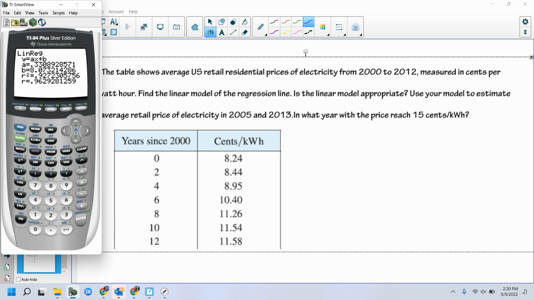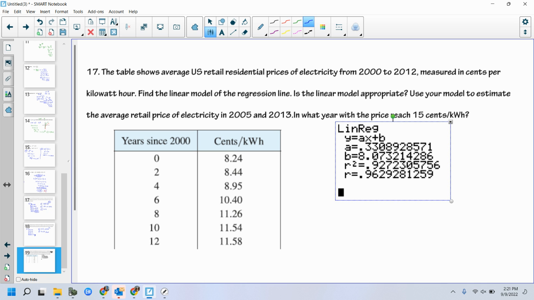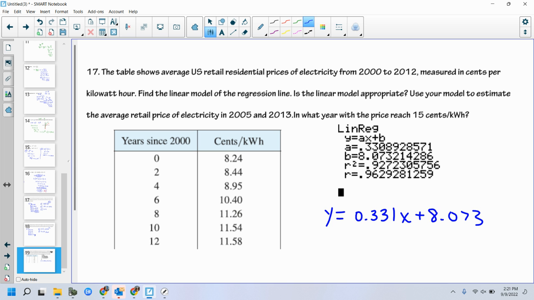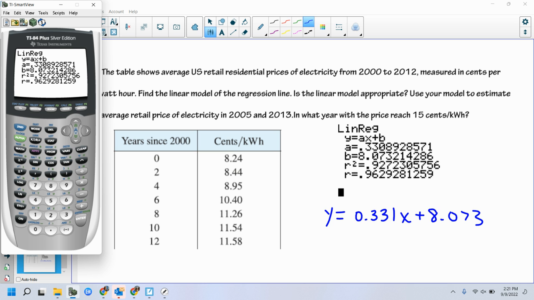And, oh, there's the bell. Don't leave. It's not your bell yet. So it's y is equal to 0.331x plus 8.073. There's my linear model. And then it says use a model to estimate the average retail price of electricity in 2005 and then 2013. You know what I'm going to do? I'm going to go in and actually plug it in. I'm going to go into my y equals and plug that in that way because this is easier to calculate.